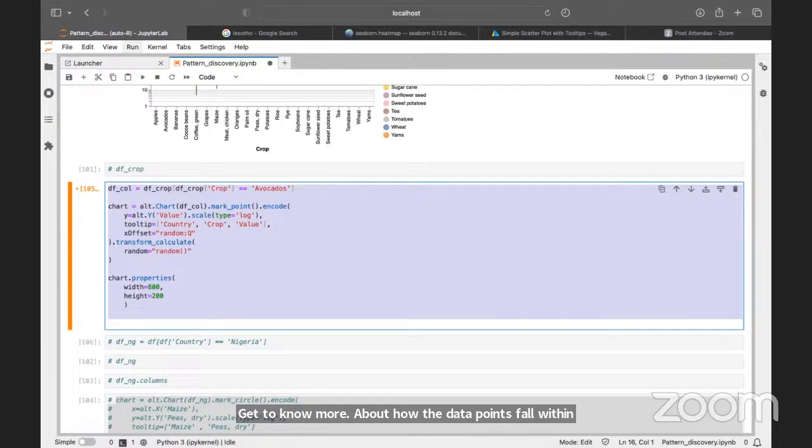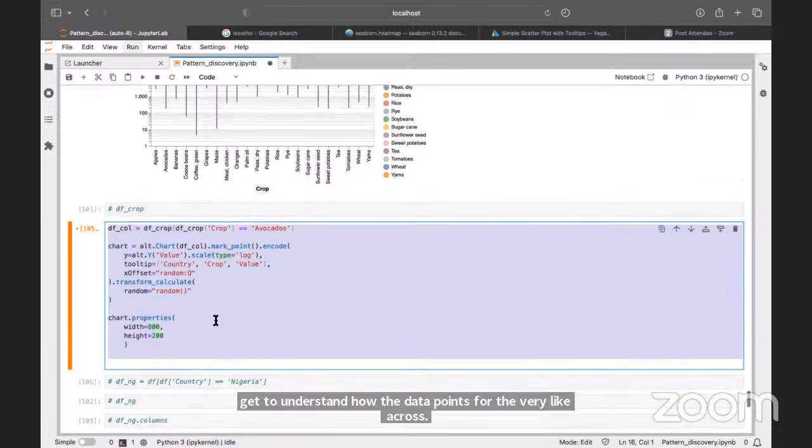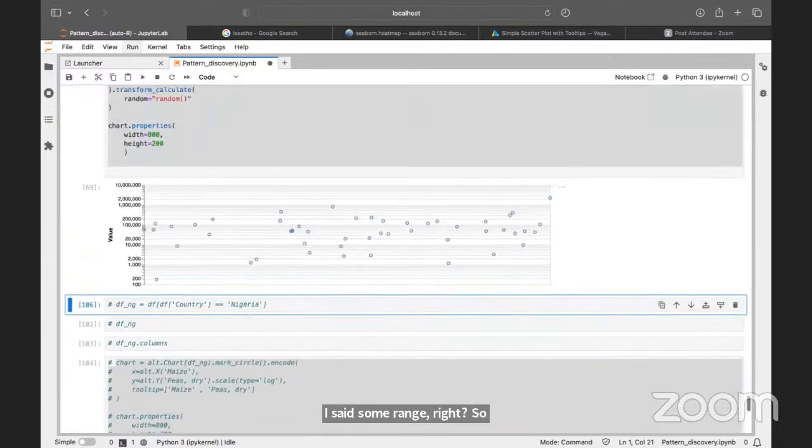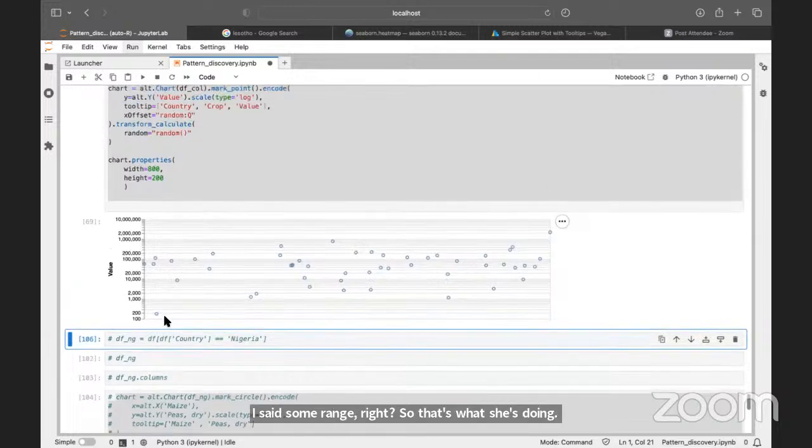For just now I have done a general overview. Now I'm narrowing it down. I just want to look at avocados and get to understand how the data points fall across a certain range, right? So that's what this is doing. I've also scaled this up a bit so that we get to see the various values as well.